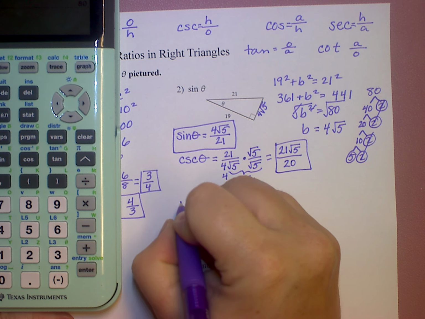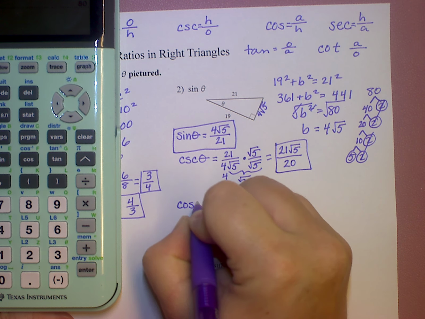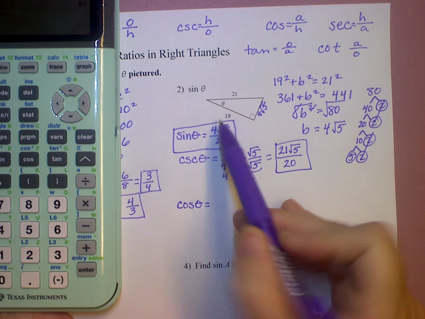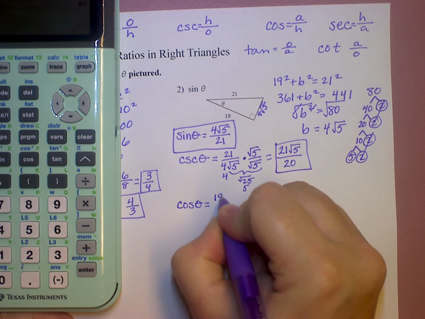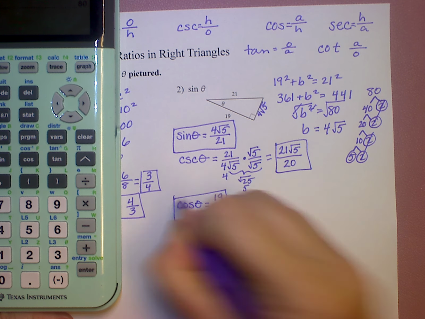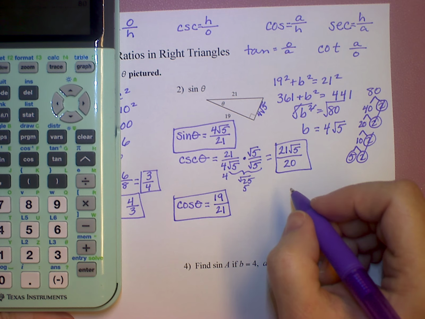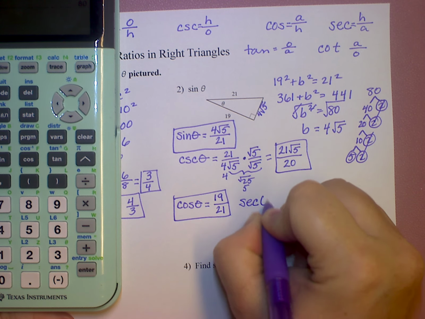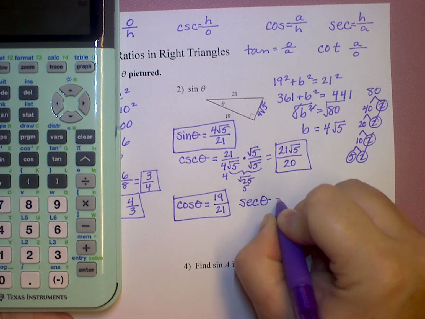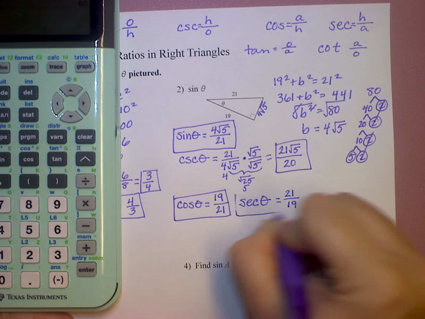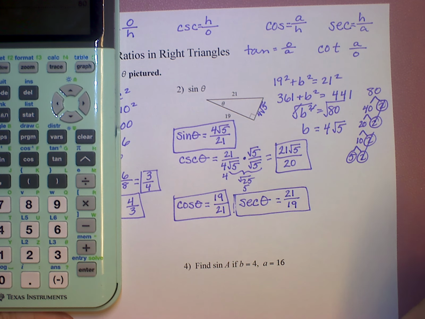What about cosine theta? Adjacent over hypotenuse. Adjacent is 19. Hypotenuse is 21. That can't be reduced. No radicals. Yay. What's the reciprocal of cosine? Secant. So secant theta is going to be 21 over 19. No radicals to deal with cosine and secant. Tangent, I have a feeling the radical is going to come back in.